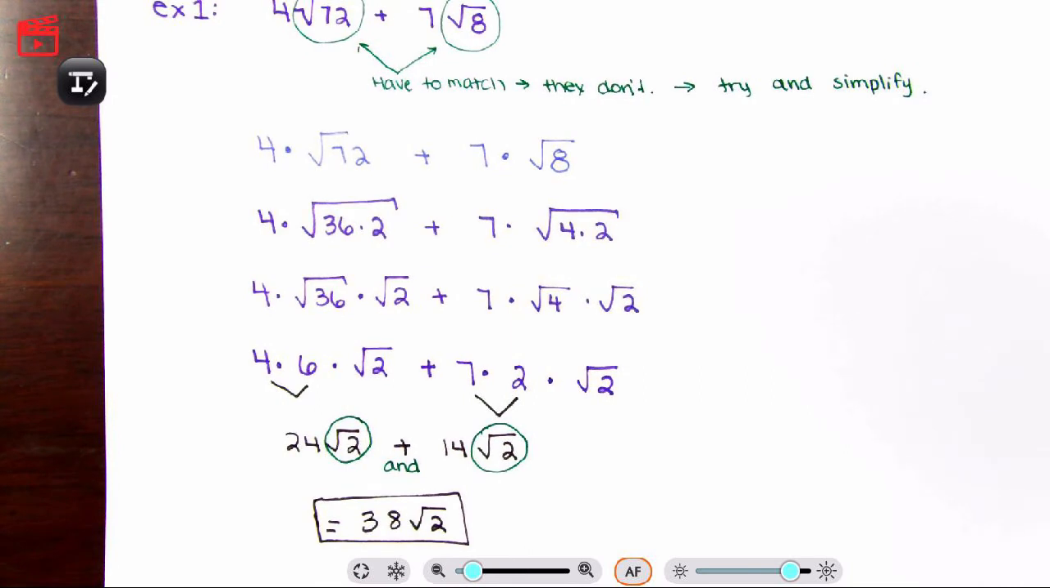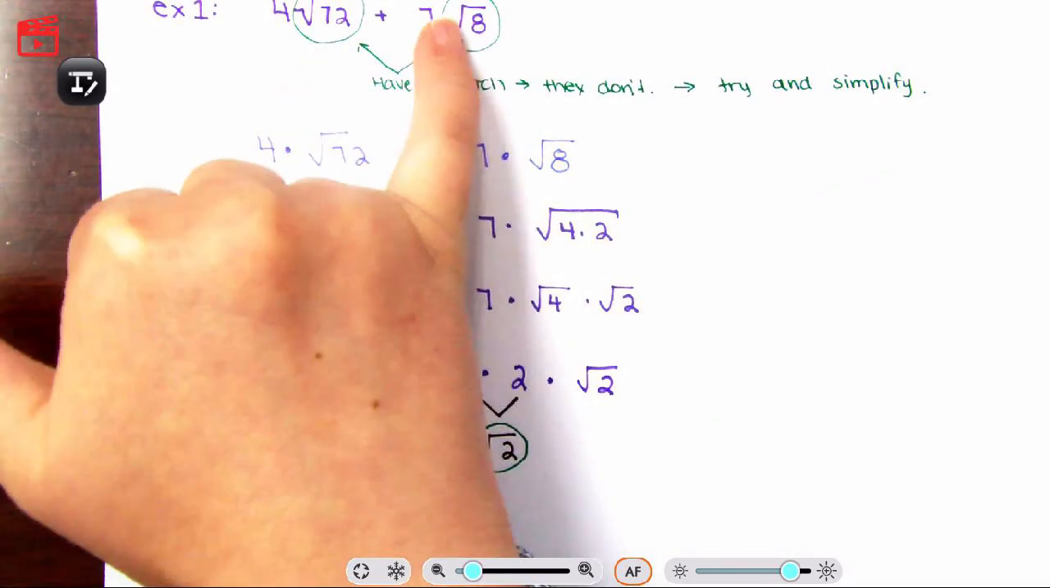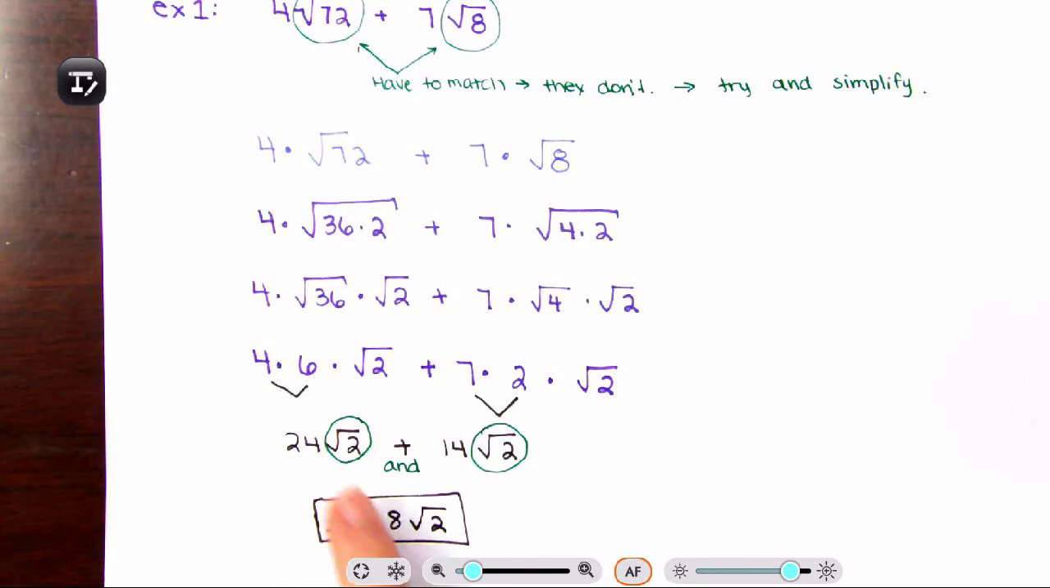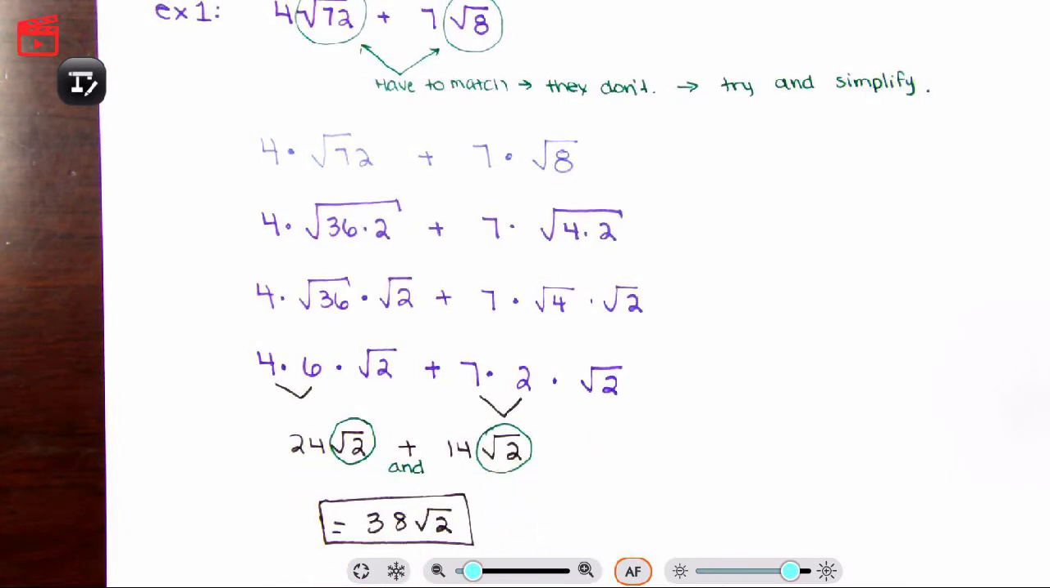So you can combine as long as you make sure that these bubbles are the same. These bubbles initially were not the same. However, we were able to use the product property to simplify them, combine things here, get them to the same bubble, and therefore we have 24 bubbles and 14 bubbles. So how many bubbles total do we have? 38.